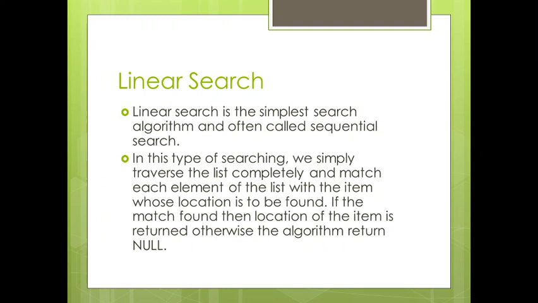In this type of searching, we simply traverse the list completely and match each element of the list with the item whose location is to be found. If the match is found, then the location of the item is returned, otherwise the algorithm returns a null value.